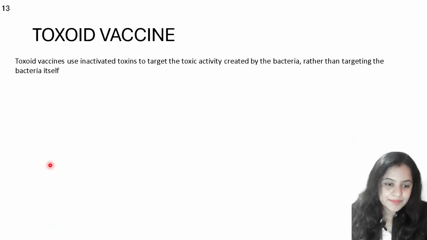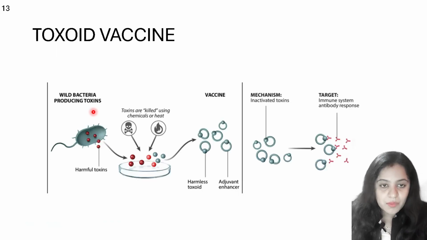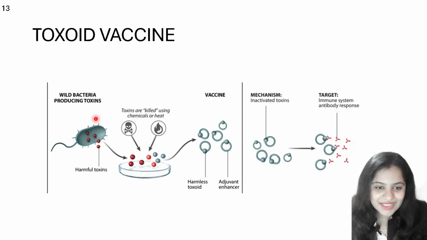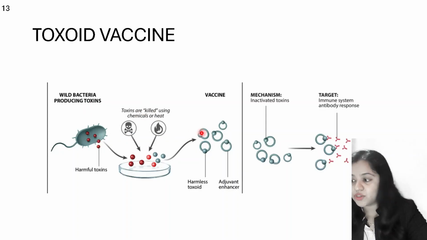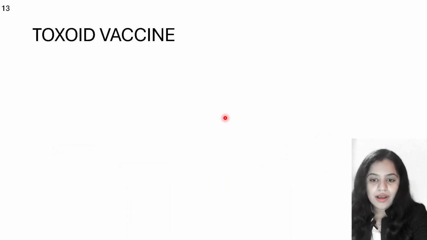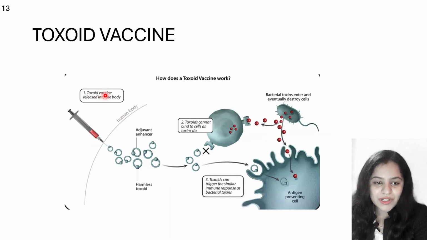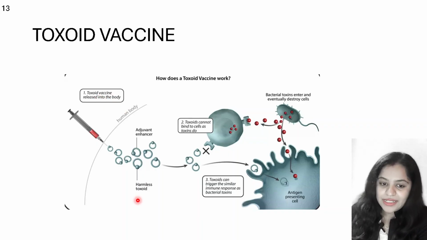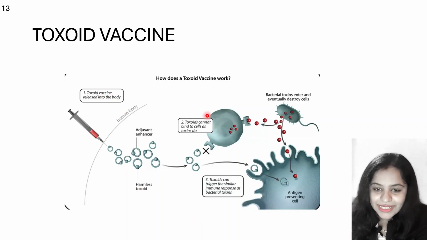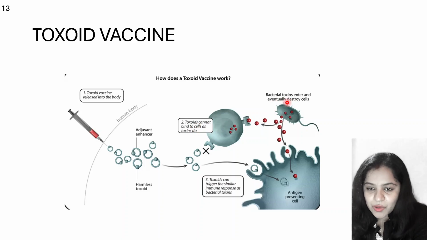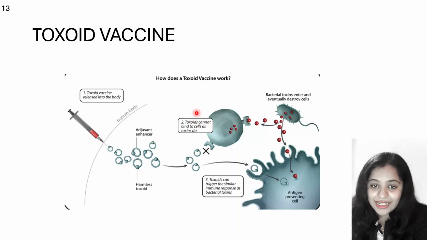Let's see what I was talking about. So this wild bacteria produces a toxin. By detoxification, we have made this harmless toxoid. Okay. Now, what happens is this toxoid vaccine is released into the body. There is this harmless toxoid. Now you see, this toxoid cannot bind to the cell as the bacterial toxin does. This bacterial toxin enters and eventually destroys the cell. Now this virulent property is not present in the toxoid. So this is not possible.